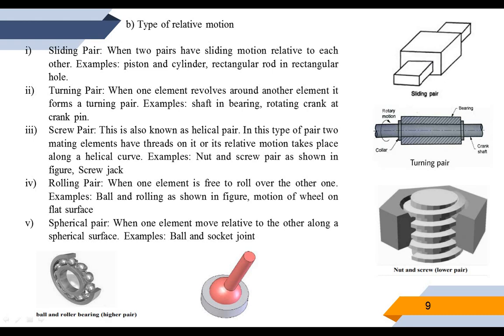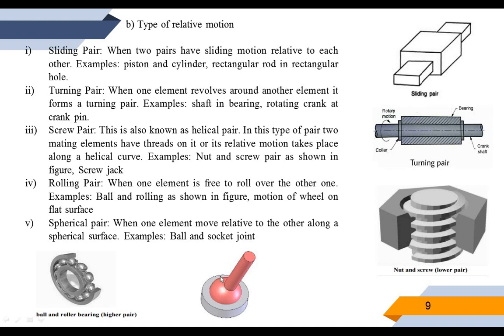So we see the rolling pair. In rolling pair, when one element is free to roll over the other, here balls are freely rotated in roller bearing, in this casing, that's why this is the rolling pair. Balls are mounted in recess, so balls freely rotating in recess, that's why that is the rolling pair.